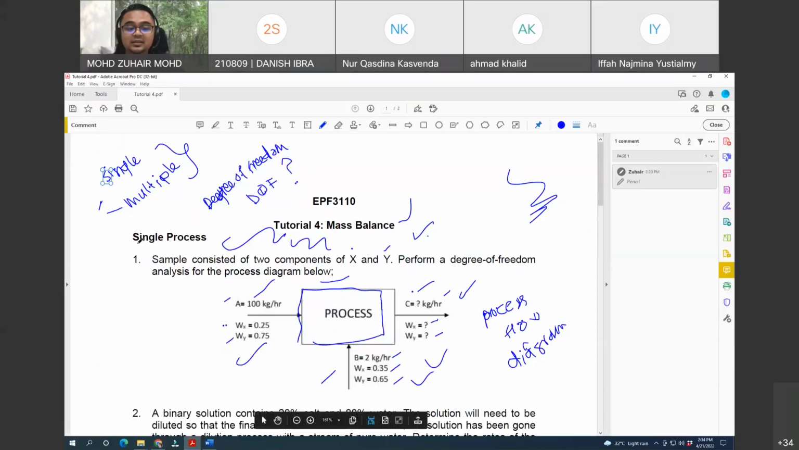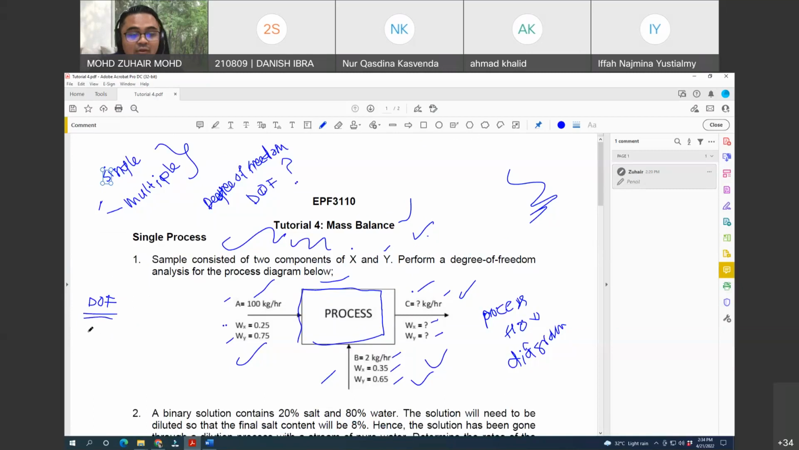Okay, I think I'm just going to answer it here. D or F. Okay. What is to calculate and what is to minus? First of all, this is just a very basic thing about degree of freedom analysis.